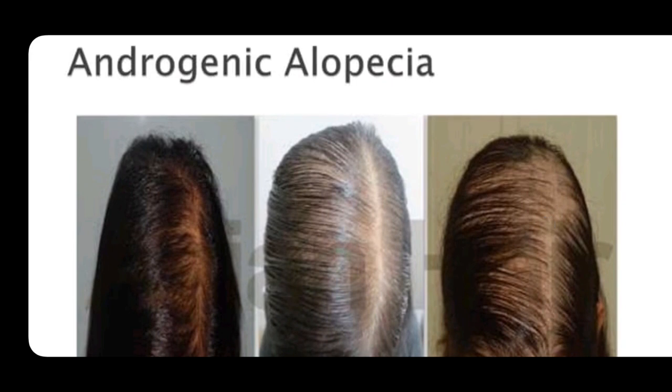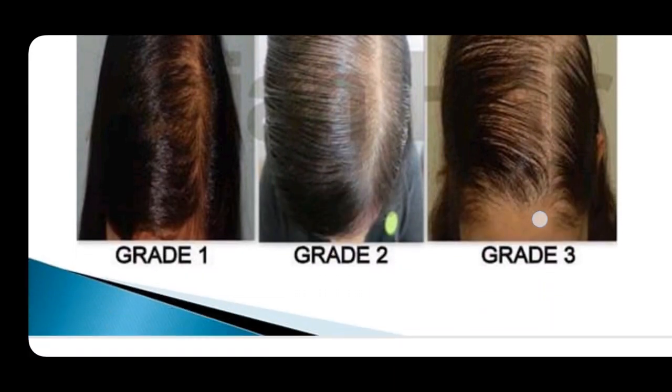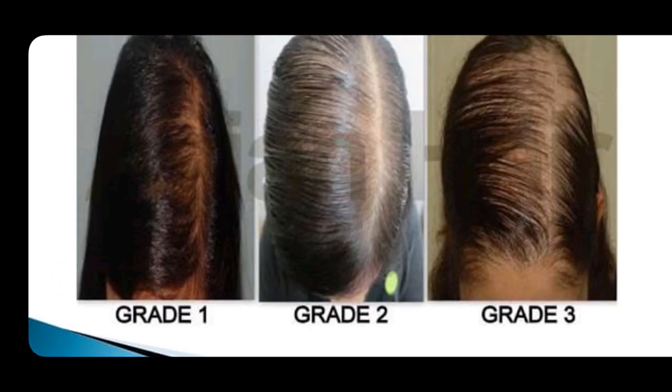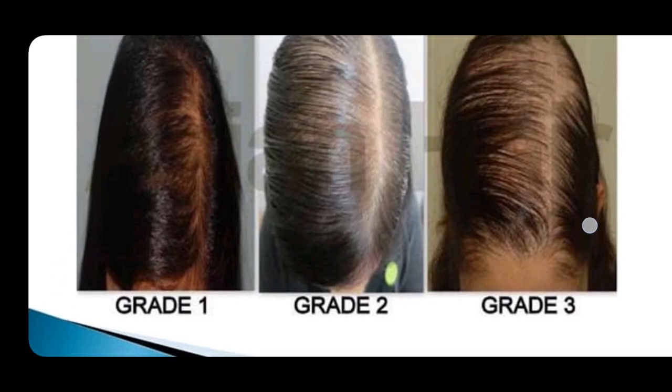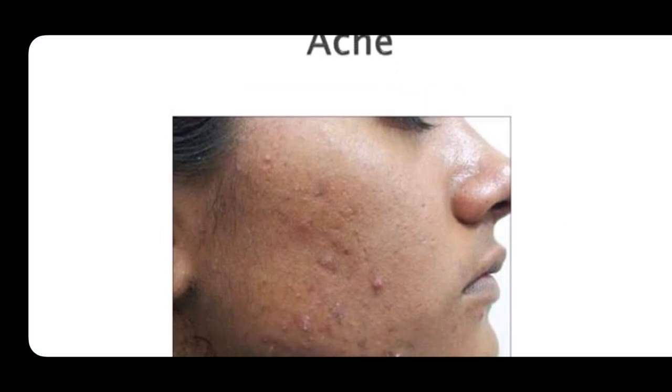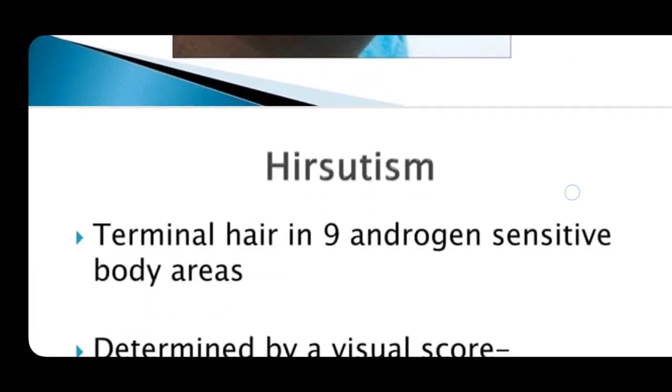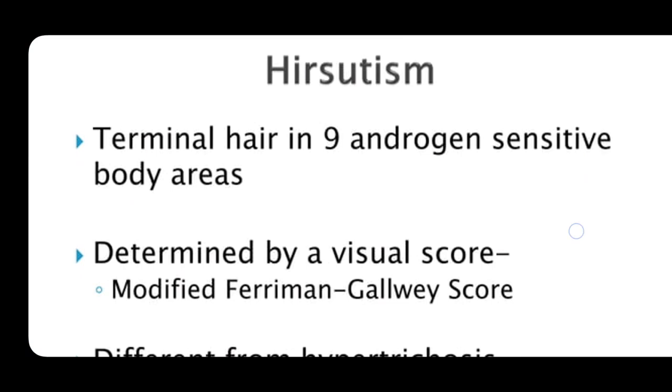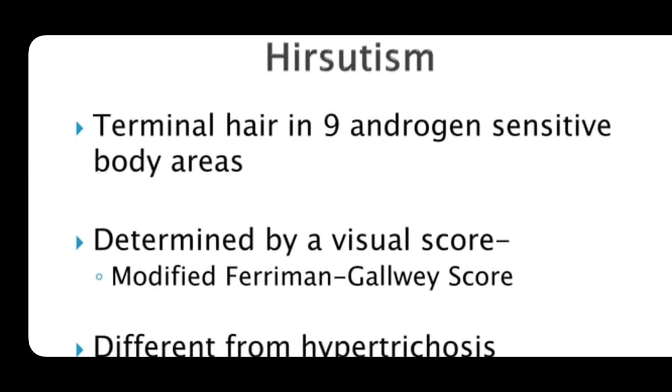Sometimes androgenic alopecia is also found. There are 3 grades of androgenic alopecia: grade 1, grade 2, and grade 3. There is acne due to androgen excess. Hirsutism is the growth of terminal hair in 9 androgen sensitive body areas.